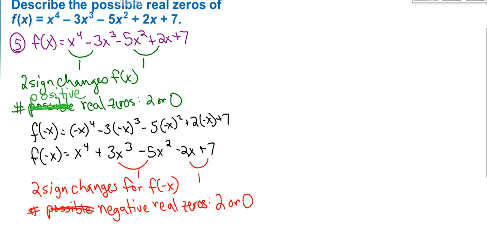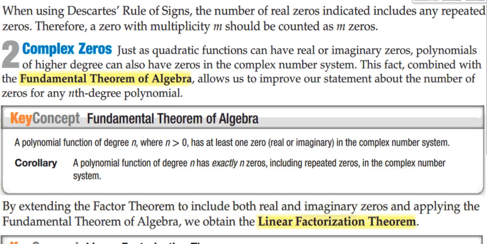So let's move on to the second part of this lesson, and that is looking at complex zeros. So now we're going to know our zeros and then find a possible polynomial function. So this will be fun. Let's move along, and here we go. So when we use Descartes' rule of signs, the number of real zeros includes repeated zeros. Therefore, a zero of multiplicity m would be counted as m zeros. Just a little note to self.